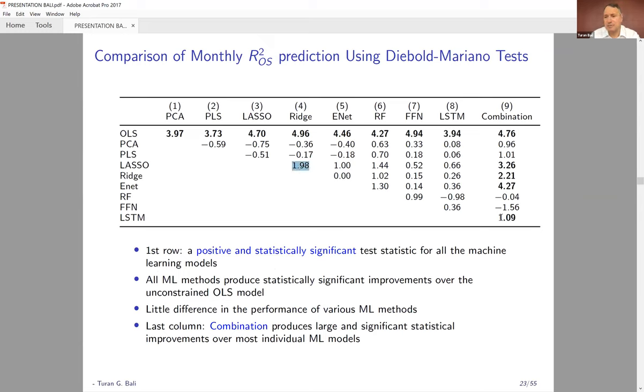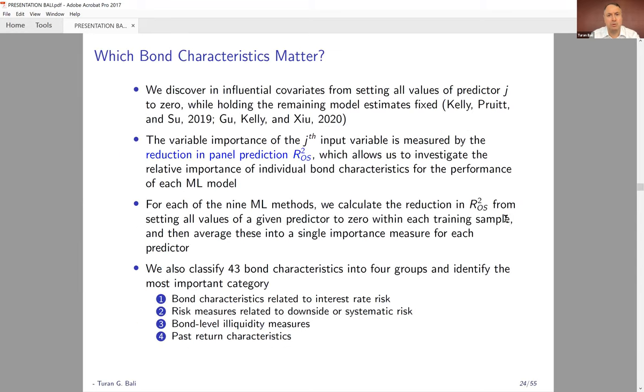But the last column tells us something. The combination method averages all these individual return forecasts. As you can see, Lasso, Ridge, and ENET, those three plus LSTM, are rejected in favor of the combination method. FFN seems to be a clear winner also going forward. RF also, but when I talk about the economic significance, FFN seems to be doing even better. Let me show you those results.